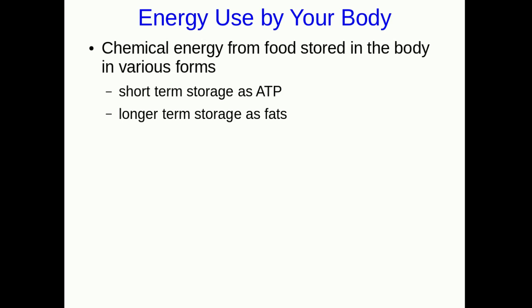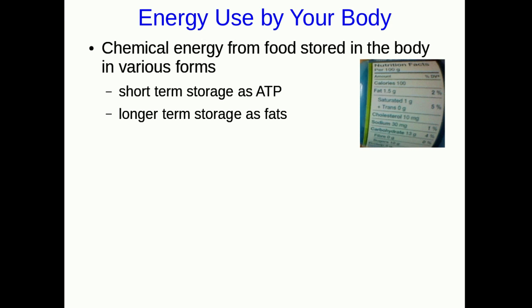In your body, or the body of any other animal, you are storing chemical energy from food. And the body stores it in various forms, and I don't mean forms of energy. It's all chemical energy. I mean various different chemicals. And the primary one for short-term use is a chemical called ATP, adenosine triphosphate. But the body lays down longer-term stores in fats.